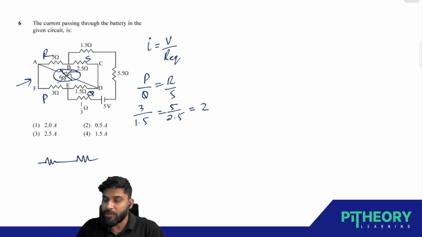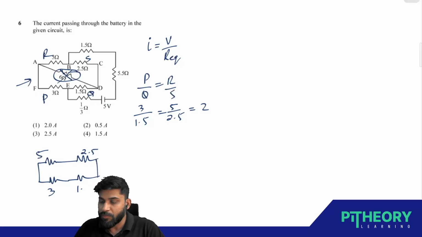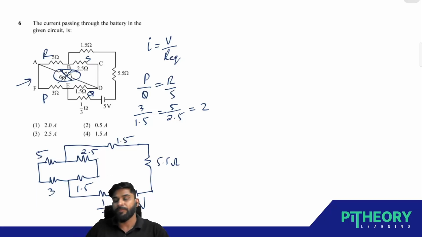I'm quickly drawing these resistors here, right? So we have the 5 and this is the 2.5 ohm. This is 3, this is 1.5, and here we have this 1.5. Here we have this 1 by 3. You have the battery, which is 5 volt. And here we have this 5.5 ohm resistor also, right? So it's very clear now. This is a balanced Wheatstone bridge. So how do you simplify this now?